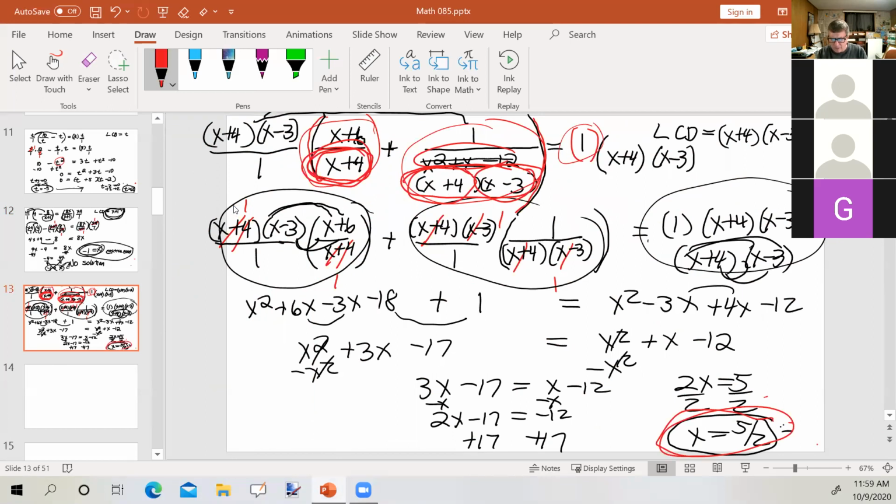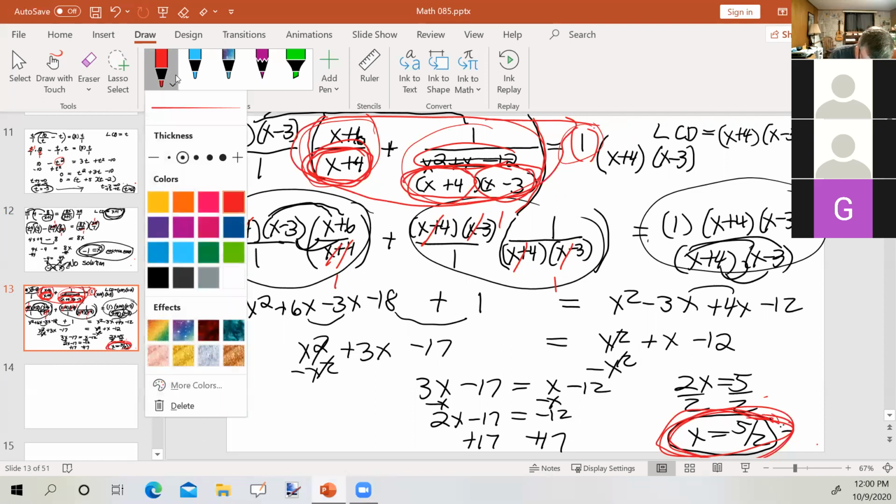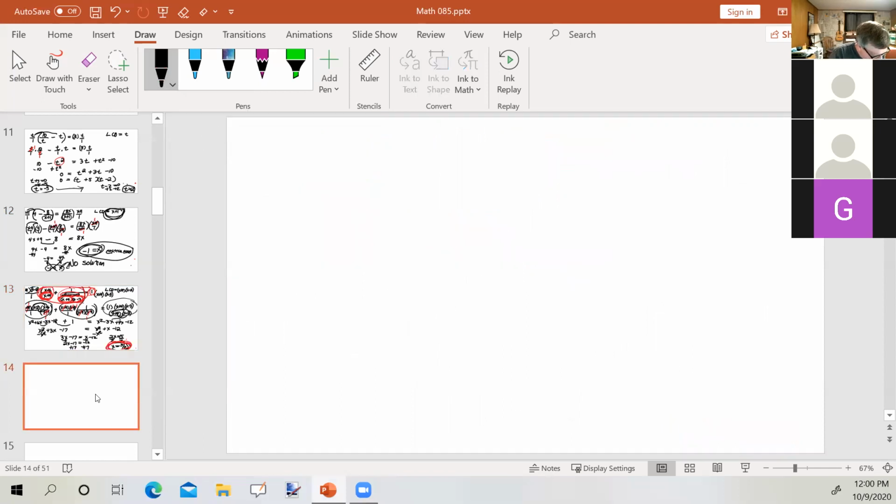So even though I didn't make any mistakes, I better check this at least. Now, if you're not confident, like, well, I want to make sure, then you'd take the 5 halves and plug it in every place it appeared in that original equation. Do you want me to go through that process for this problem? I'm okay, thank you. I didn't want to. I'm lazy. But I could have.